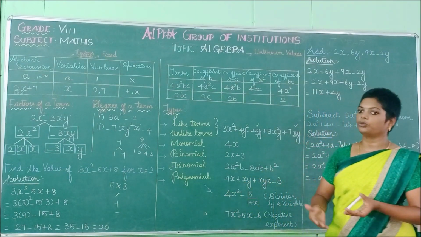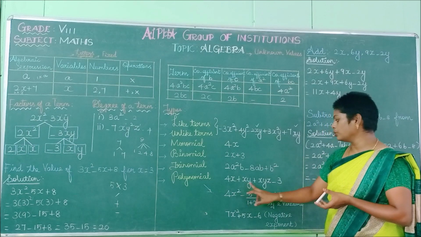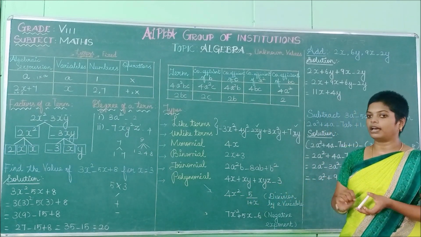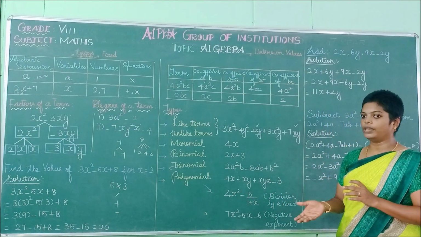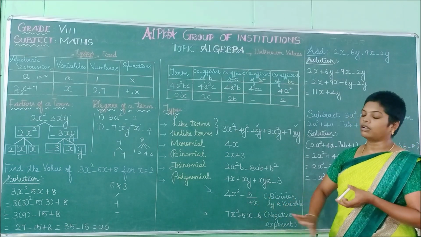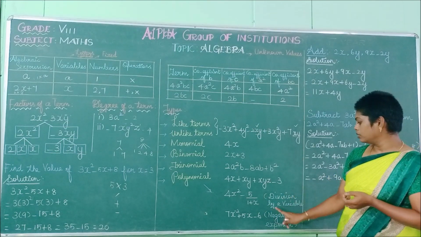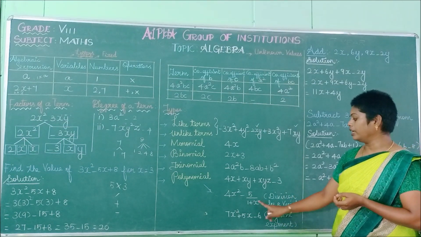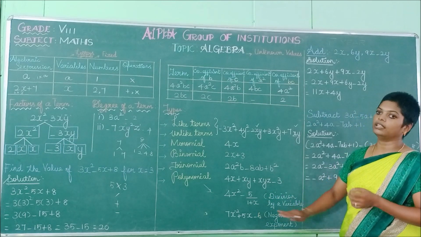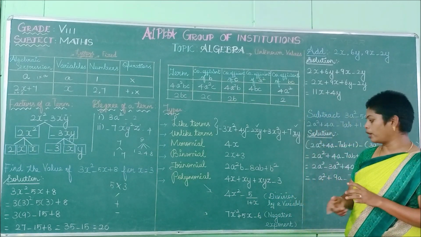Polynomial, more than two, that is called a polynomial. 1, 2, 3 and 4. They have 4 terms, that is why it is called a polynomial. So listen, these two are not said to be polynomials. Why? Because of division by a variable. If any term is divided by a variable, that is not called a polynomial.